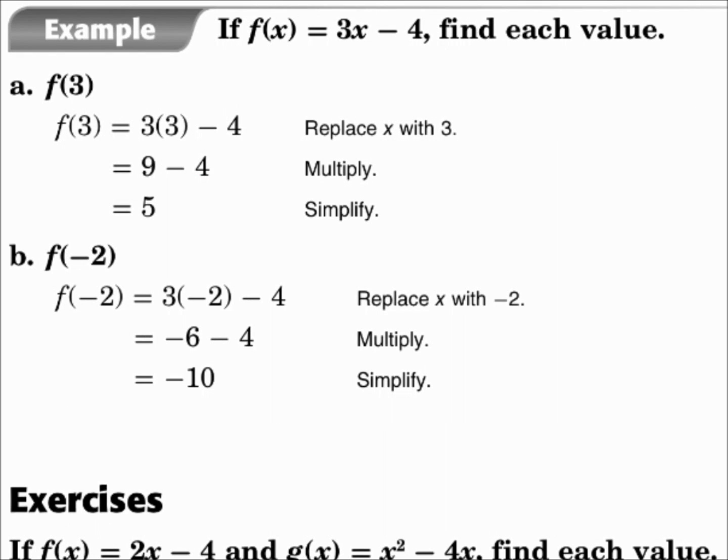F of x equals 3x minus 4. Find f of 3. For f of 3, substitute 3 for x and work it out. 3 times 3 minus 4 is 9 minus 4, which is 5. For f of negative 2, substitute negative 2 in for x. 3 times negative 2 minus 4 is negative 6 minus 4, which is negative 10. Substitute whatever's in parentheses for the x and work it out.